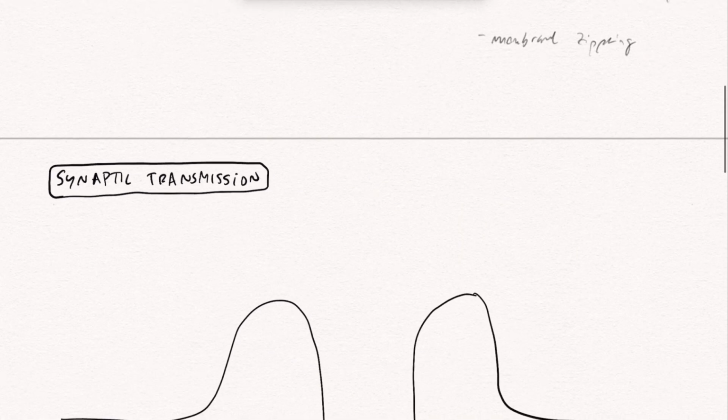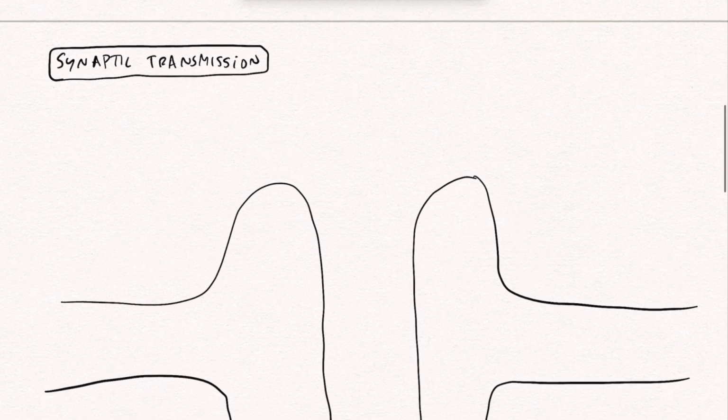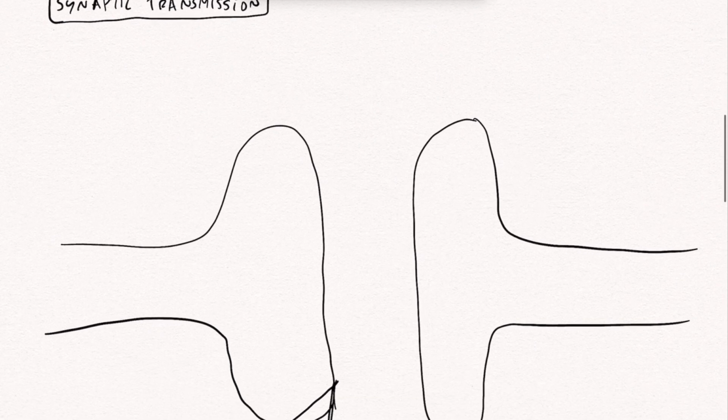And so, basically, how synaptic transmission works is you have a neuron that sends a signal. So, this is neuron A. We usually call it the presynaptic neuron. And then we have a gap between the neuron to the next neuron, and neuron B is on the other side of this gap, which is called the postsynaptic neuron.